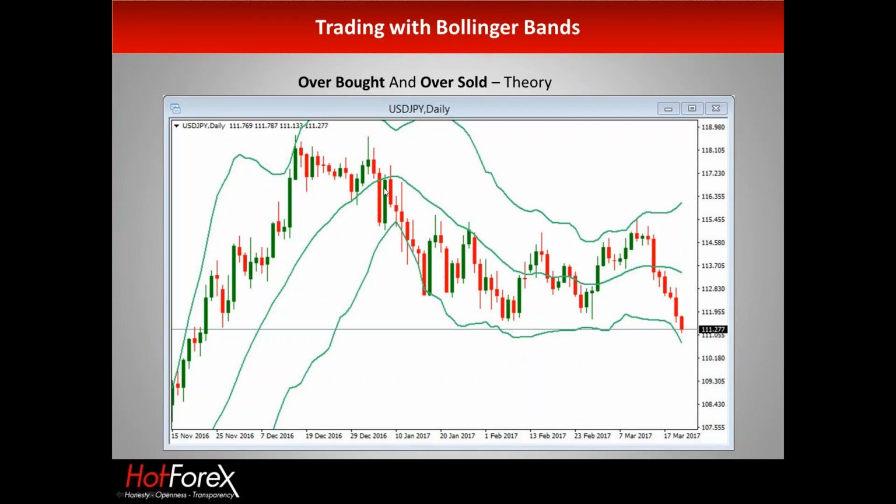Okay, and again, the theory says when it touches the bottom Bollinger Band, it tends to retrace. So I spiked down to that and it retraced a little bit, but we were actually under the middle line. So again, that's the theory. So the extremes, so the theory goes, is that it's likely to retrace from there, but as you can see, not always.